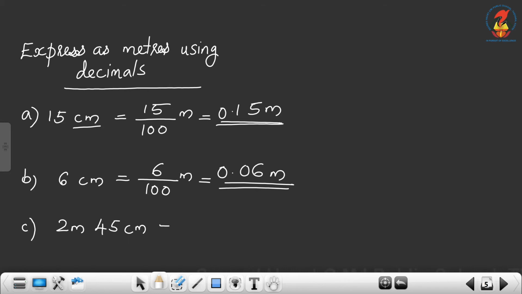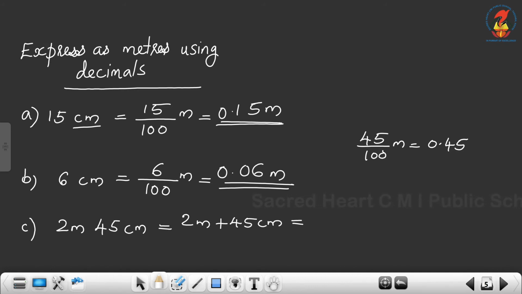Then 2 meter 45 centimeter. So the meter quantity will come in the whole number part. 2 meter 45 centimeter means it is 2 meter plus 45 centimeter. That is the meaning. So we want to change this 45 centimeter into meter. 45, when we convert, what will you get? 45 by 100 meter. So we will get 0.45 meter. So we can write it as 2.45 meters.